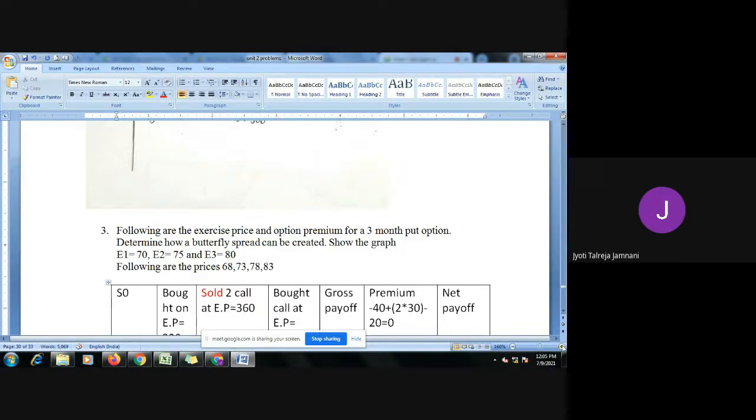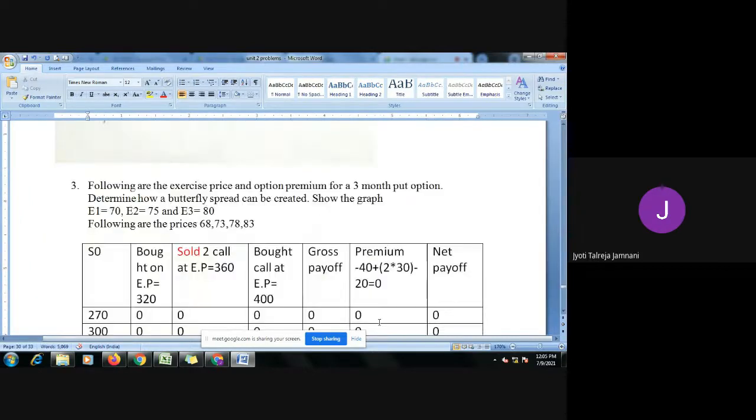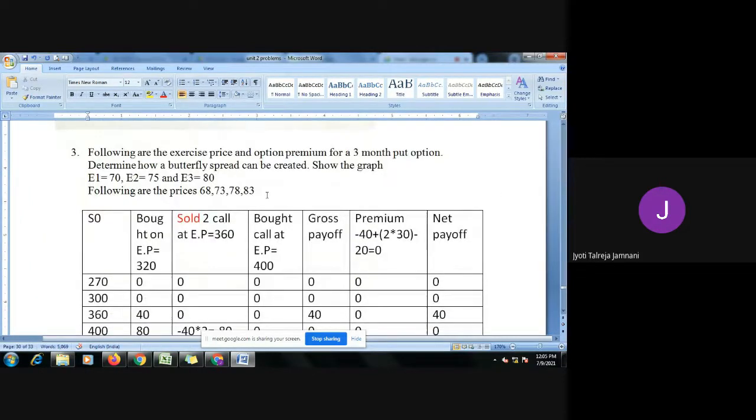If you can see here, these are the three exercise prices. I've always told you to check that the middle price should be the average of the lower and the higher. So 80 plus 70 divided by 2, if we do, we get 75. So it's the average of it. Now we have to create a butterfly spread by ourselves because they have not told how to create it.